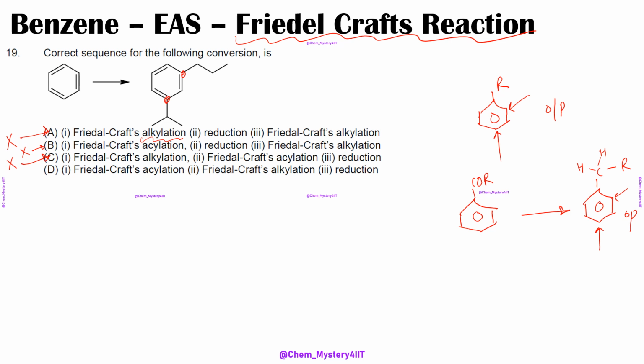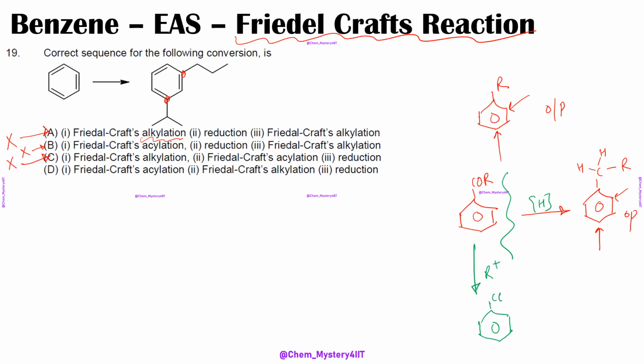The only possibility over here we are having is the option number D, where we should be doing first of all Friedel-Crafts acylation. Acylation we are doing first, and then we are doing Friedel-Crafts alkylation the very next step, because this was meta directing over here. So when we have done acylation, now rather than doing reduction which we have done in the option number B, we should be doing another alkylation onto the benzene ring.